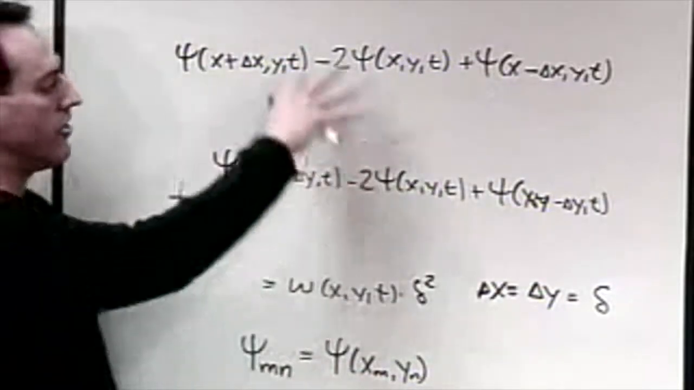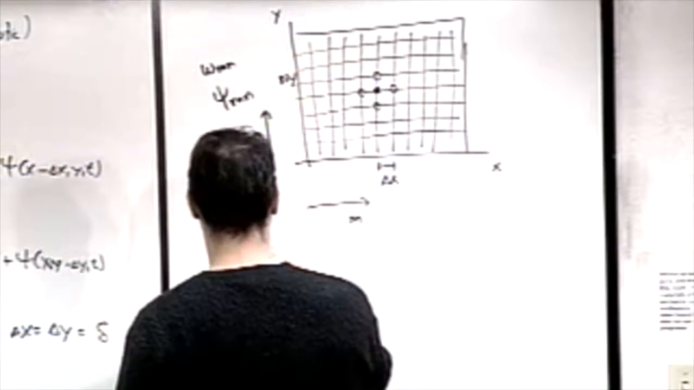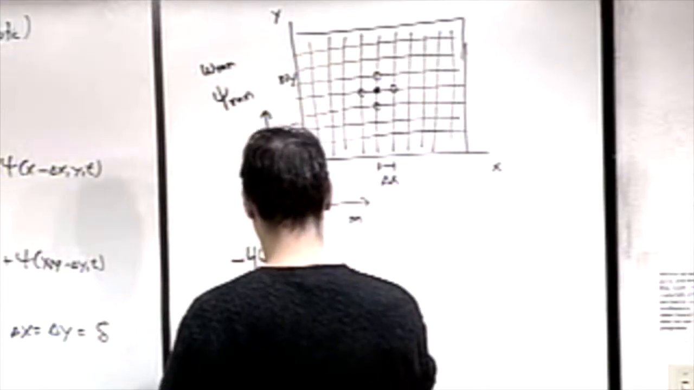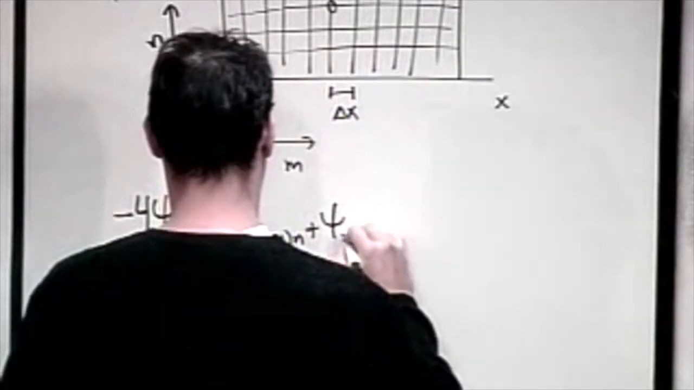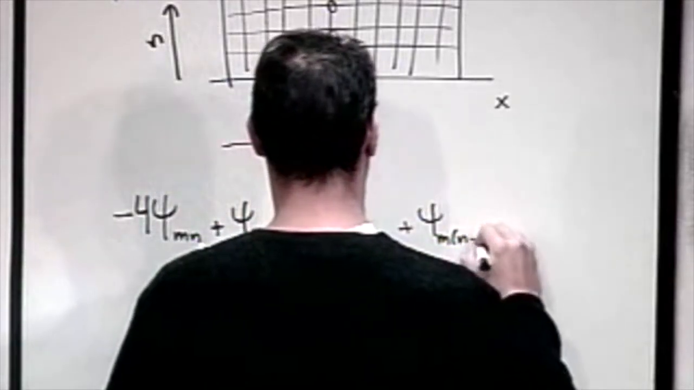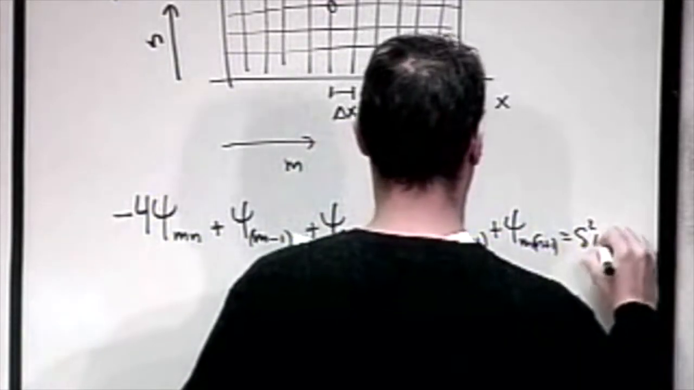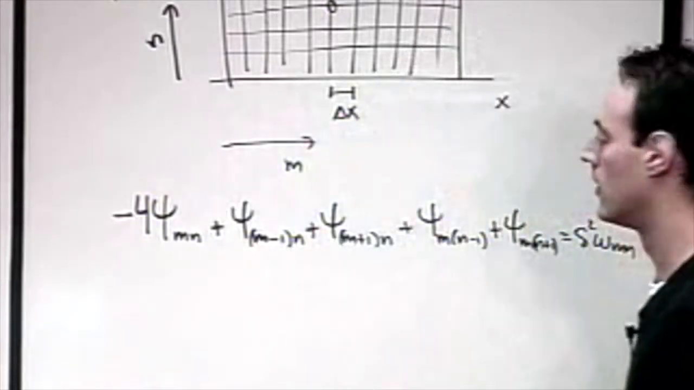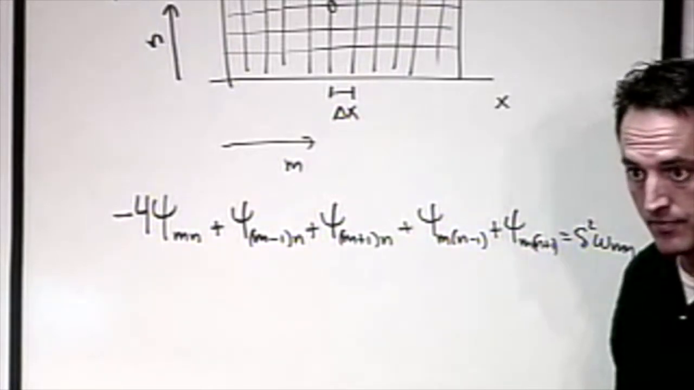So in total, I can write this set of equations that comes from discretization as the following: minus 4 psi m n plus psi m minus 1 n plus psi m plus 1 n plus psi m n minus 1 plus psi m n plus 1 is equal to delta squared omega m n. This is the short way to write that set of equations. And we have boundary conditions to go with this.